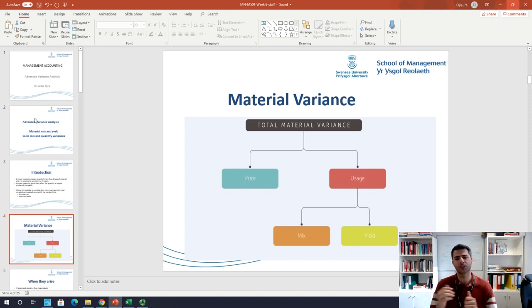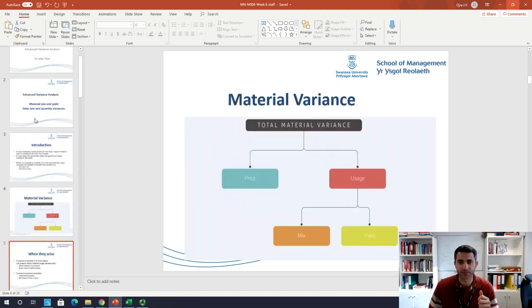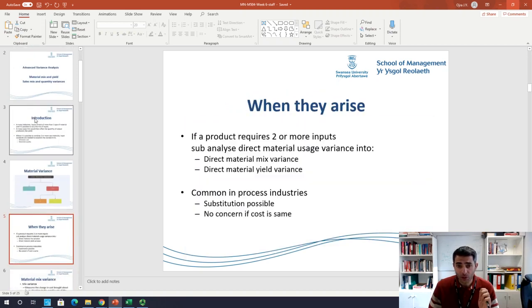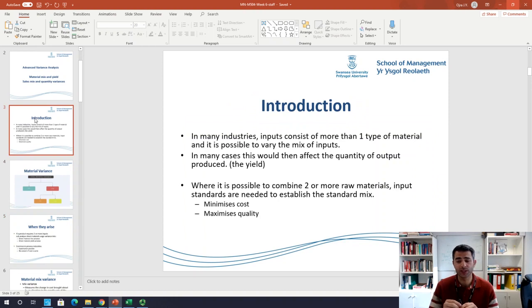So why do we need to break it down? That's the question you ask yourself. I'll tell you why. We need this when there is a product which consists of more than one type of material, and these materials are interchangeable. I'll give you one example. For example, this is a piece of chocolate. Ferrero, isn't it? That's my favorite. I love it. Do you like it?